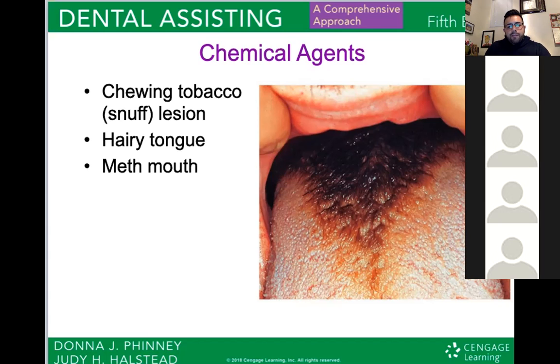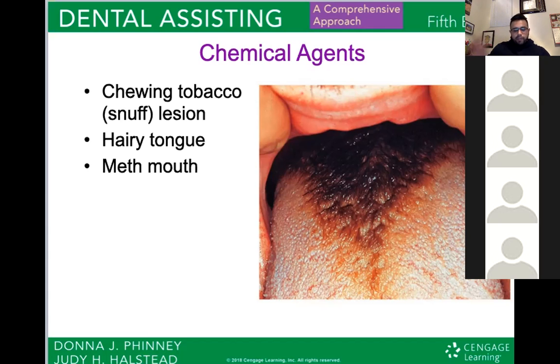We also have meth mouth. So methamphetamine is more common than ever in today's society. This drug can devastate the oral cavity. The acid of the drug causes cravings for high caloric carbonated drinks, leading to tremendous decay.